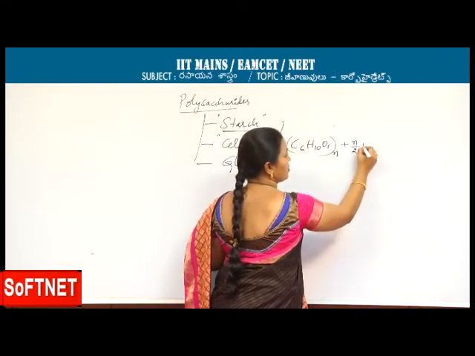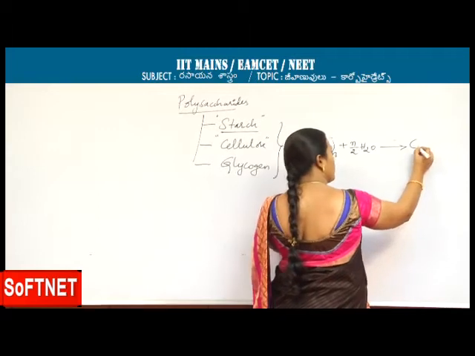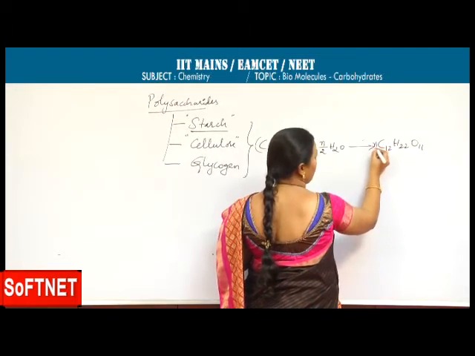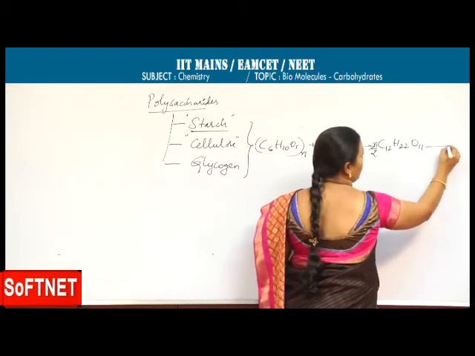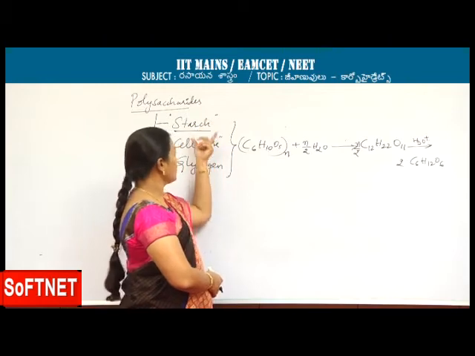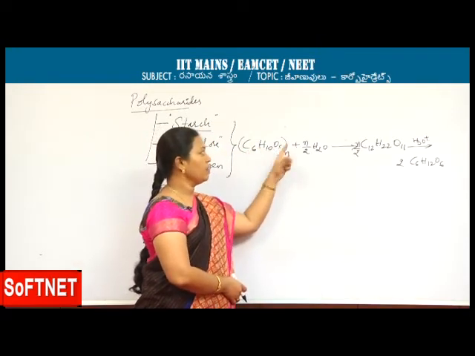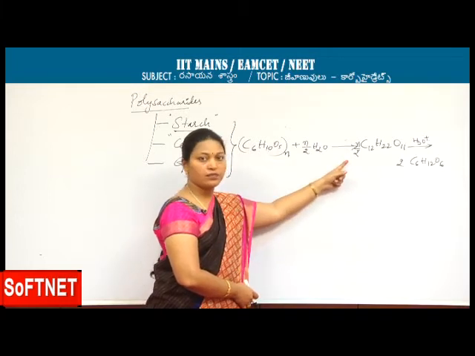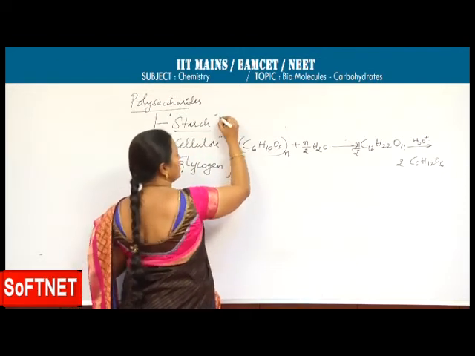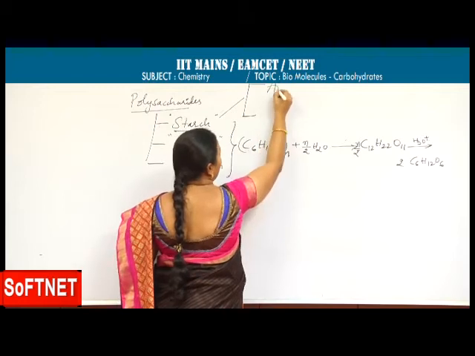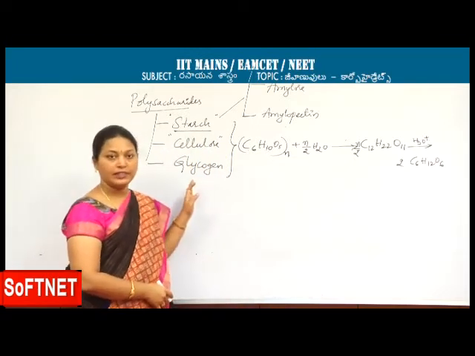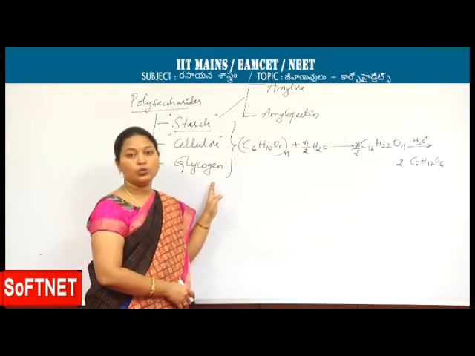On hydrolysis, we get C12H22O11 n by 2 moles. So on hydrolysis, we will get monomeric units. Whether it is starch or cellulose, C6H10O5 taken n times on hydrolysis gives disaccharides, which are further hydrolyzed to get monosaccharides. The important aspect here is that starch in turn contains two parts, amylose and amylopectin. Amylose and amylopectin have alpha D glucose units.